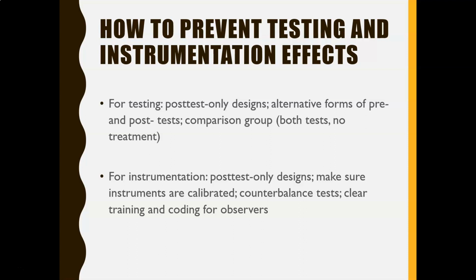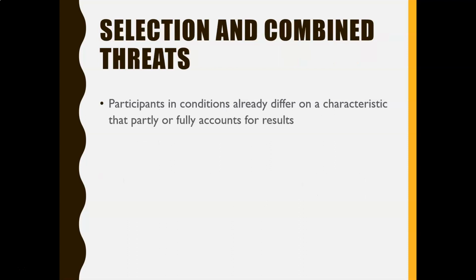For instrumentation, again, we can use a post-test only design. We can make sure that our instruments are constantly calibrated. If we're doing tests, especially alternative forms, we can counterbalance our tests. So if we're doing an alternative form, we can give one group form A first, and then they get form B. The other group can get form B first, and then they'll get form A. And for our observers, we can make sure that they're constantly being trained and retrained, and that we've got clear coding guidelines. So those are the 6 major threats to validity that we will see for a one group pre-test, post-test design. But one of the things that's important to note is that selection.